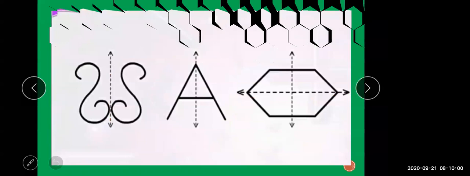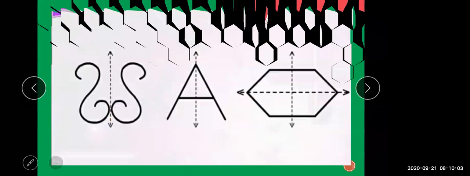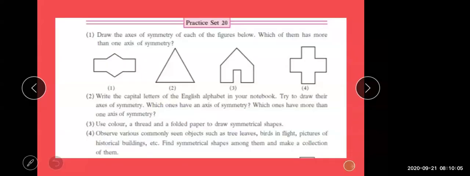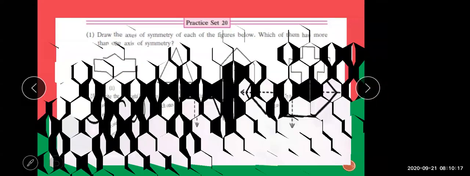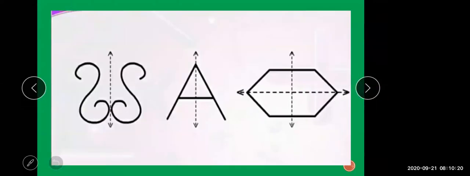Now, set 20 is remaining. Question number one, question number two, and question number three, these three questions are already done. But before starting question number four, I will ask you some questions. Student, anyone tell me which alphabets are not coming in the symmetrical figure? Or how many alphabets are not coming in the symmetrical figure?